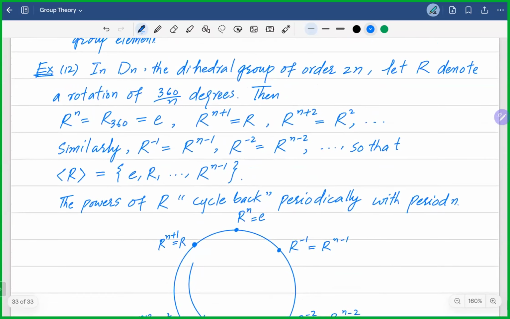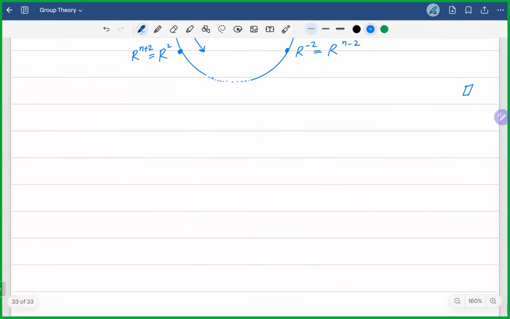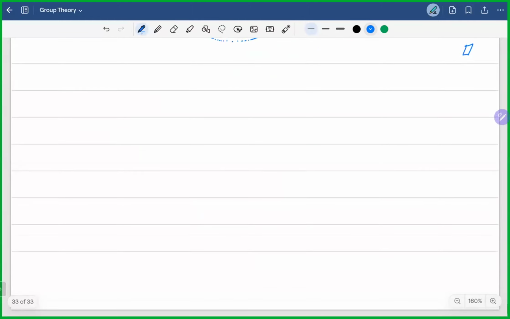Now, in chapter 4, we will show that the order of the set generated by A is equal to the order of A, that is, the order of the subgroup generated by A is the order of A itself. For now, say that for any element A of a group G, it is useful to think of the set generated by A as the smallest subgroup of G containing A. Okay, so let's write this point.